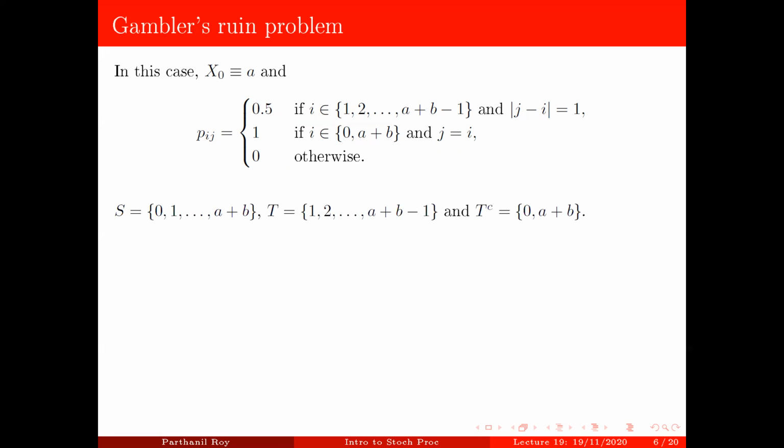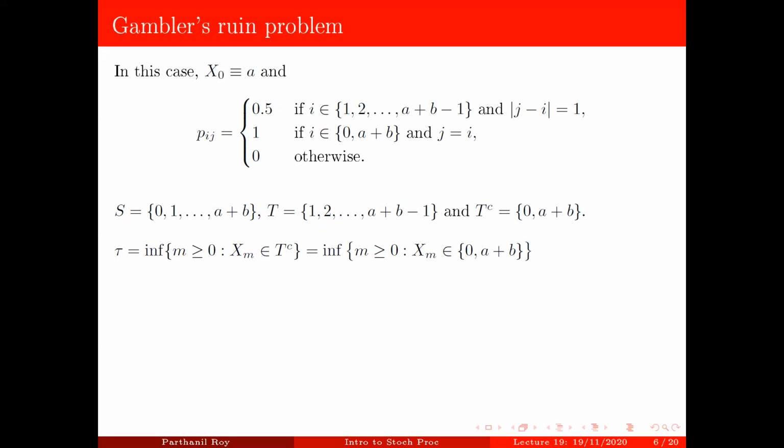Now in this case, S happens to be 0, 1, all the way up to A plus B, because A can only own this much money, starting from 0 all the way to A plus B. 0 means A has already been ruined, A plus B means A has won the game and B is ruined. We also discussed that the transient states in this case are the states 1 all the way to A plus B minus 1, except 0 and A plus B, which are both absorbing states and hence recurrent. All the other states are transient states.